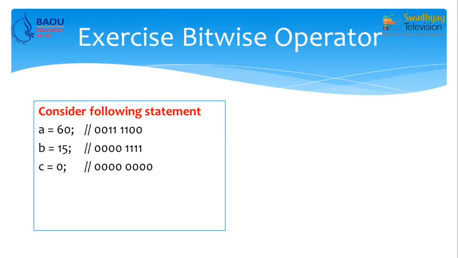Next, we understand the bitwise operators with a particular example. Suppose we have A is equal to 60. So, in the comment you can see its binary equivalent. In B we have 15, so you can see its binary equivalent also, and inside C we have initialized 0. Now, we want to discuss what will happen when we perform binary operations or bitwise operators on A and B and store the value inside C.